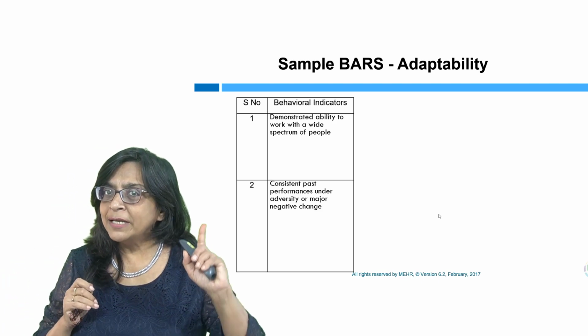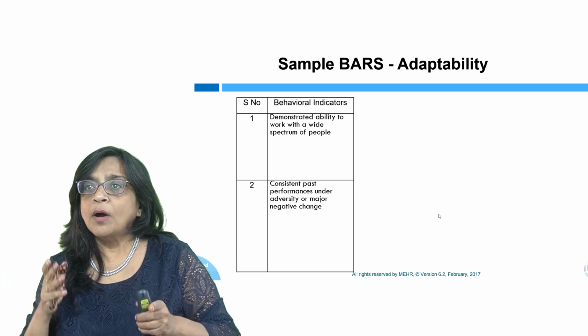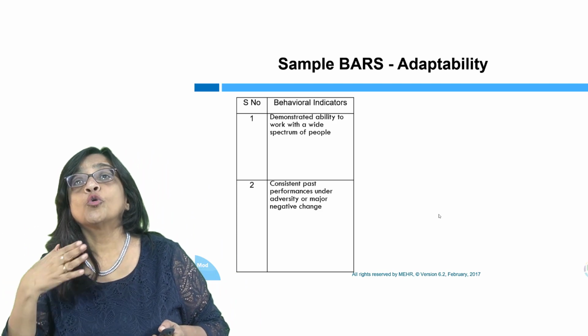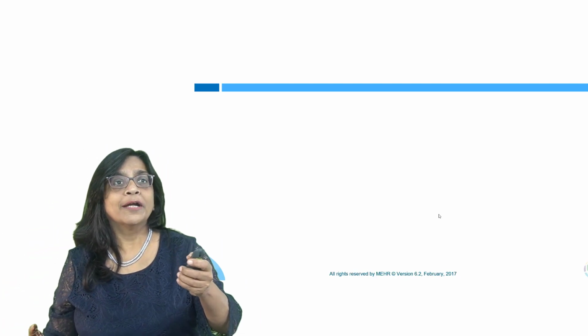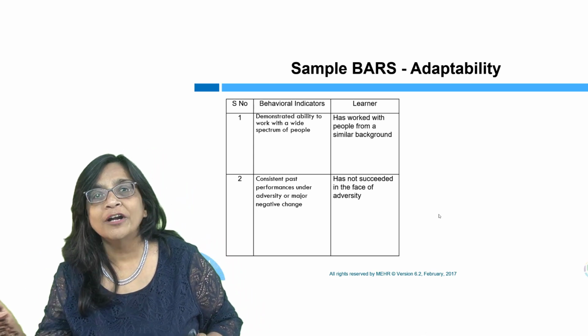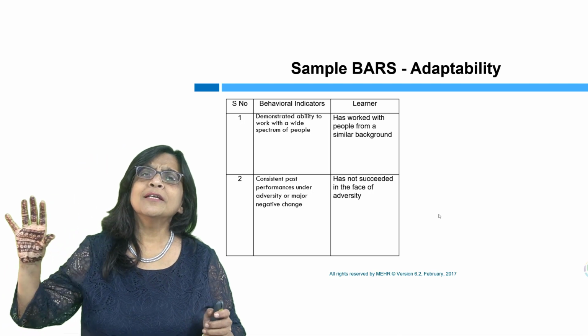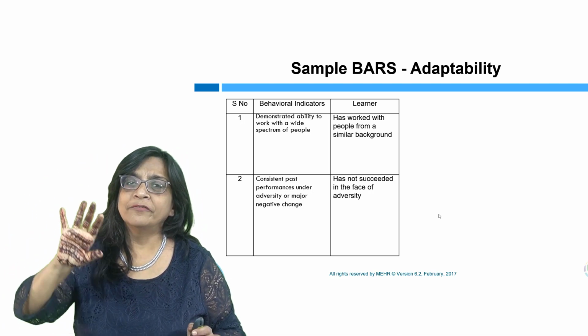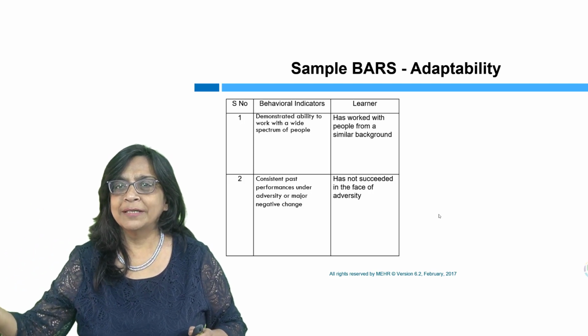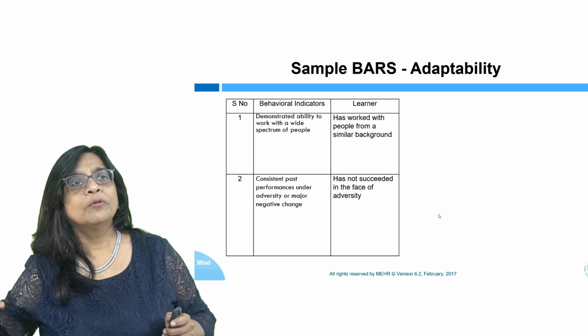The indicator by itself is a positive statement, but when I start putting it into levels, my first level will show negative indicators. So it will be something like, has worked with people from a similar background, but not different types of people. So the person has grown up in one city, went to college in the same city, so is used to working with people from the same background.